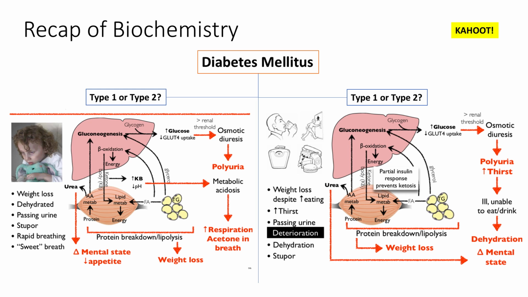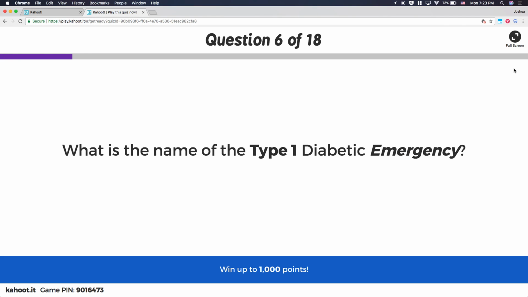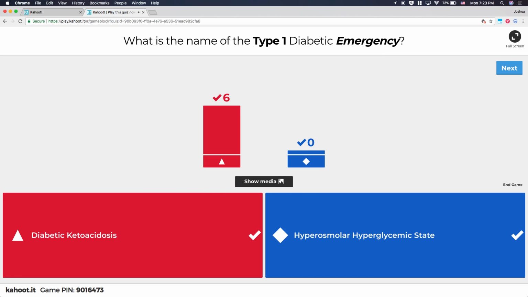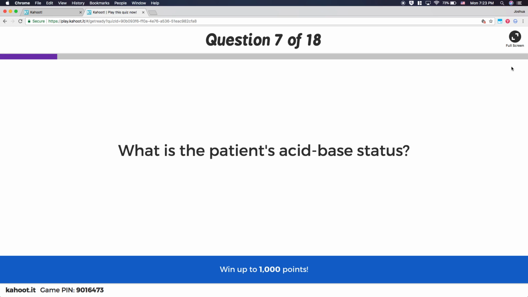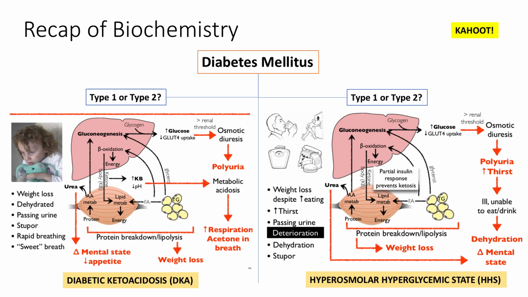I think I've just given away the answer, but the next Kahoot question was, what's the name of a type 1 diabetic emergency? Very good. Diabetic ketoacidosis is type 1. Then the other one is hyperosmolar hyperglycemic state.